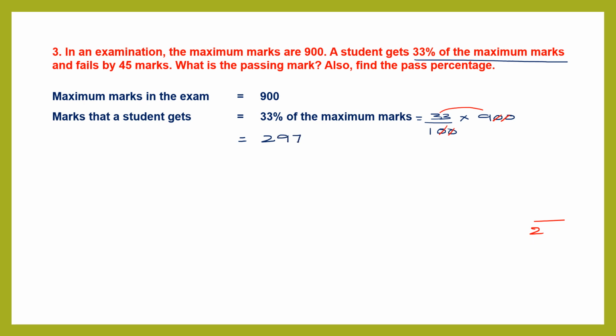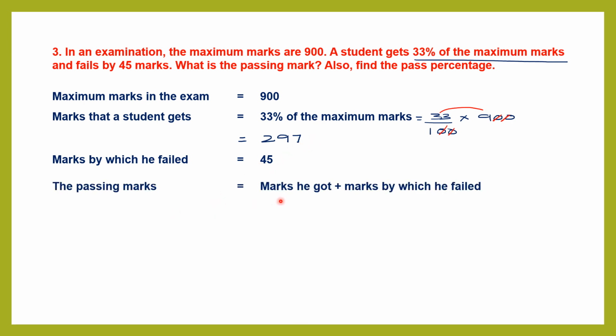What else is given to us in the question? So we found out that he got 33% of the marks, which is 297, but he's failing by 45 marks. So marks by which he failed is 45. Now to find the passing mark, he got 297. If he had got 45 more marks, he would have passed. So what is the passing mark? 297 plus 45. So the passing marks would be marks he got, that is 297, plus marks by which he failed, 45 marks. So let's do that. Marks he got is 297 and marks by which he failed is 45. So let's add up these two. 297 plus 45. 7 plus 5 is 12, carry 1.